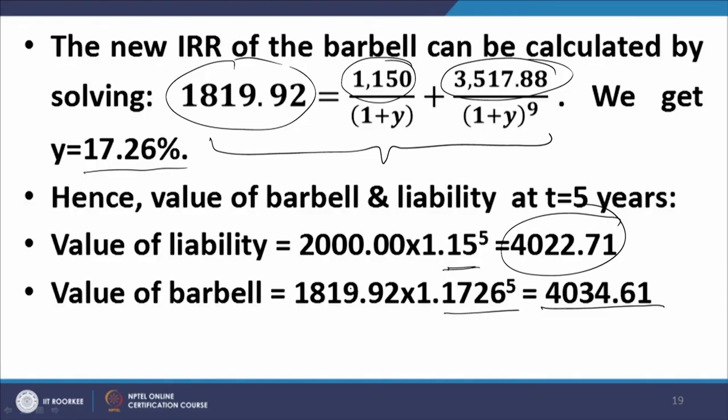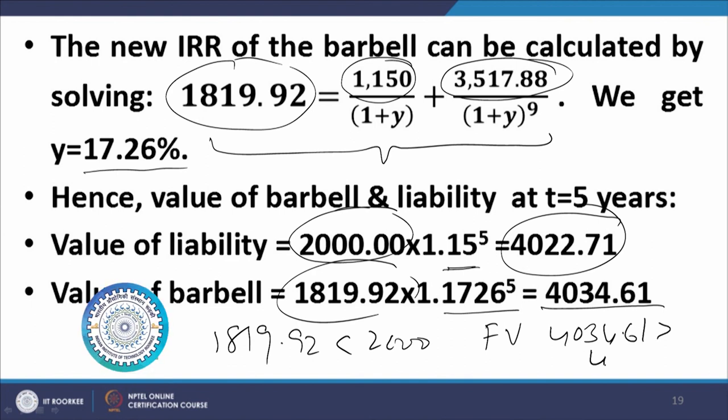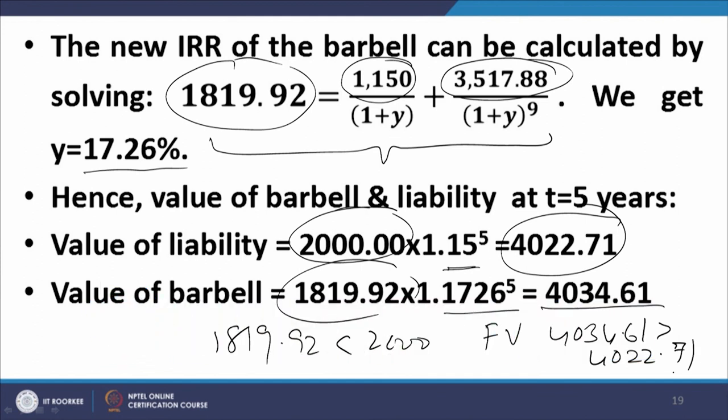So, therefore, notwithstanding the fact that the present value of assets, 1819, is less than the present value of the liability, the future value of assets, that is 4034, is greater than the future value of the liability that we have to repay. So, the strategy would still succeed notwithstanding the fact that the present value of the assets has become lower than the present value of liabilities.